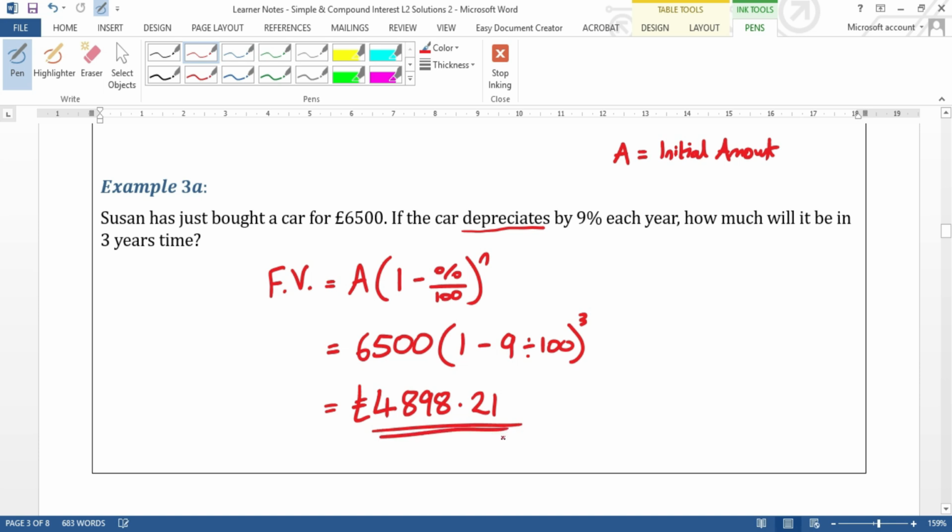And there is your final answer. Yep, so as you can see, it's gone down. Definitely, it started off as 6,500, but after 3 years, this is how much it's worth. Yep, there's an example of something that depreciates, or goes down year upon year.